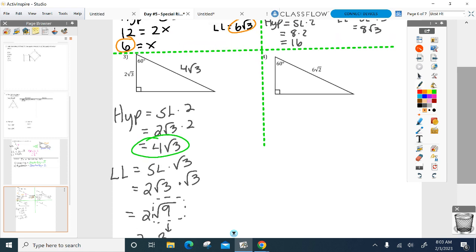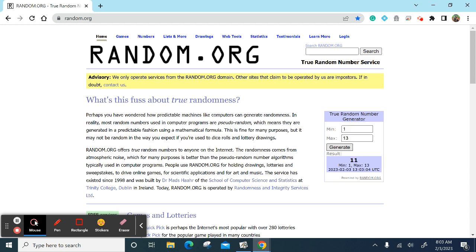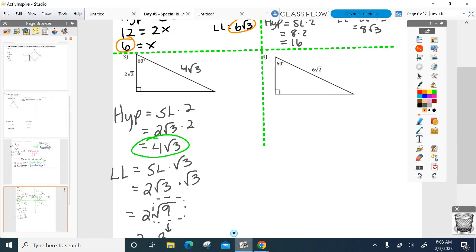Ready? What's the 6 radical 2 in this diagram? If you're given the hypotenuse, write the hypotenuse rule. All right, write it out so I can fill it in. Hypotenuse equals shorter leg times 2.